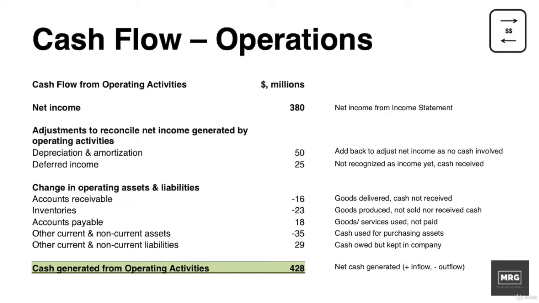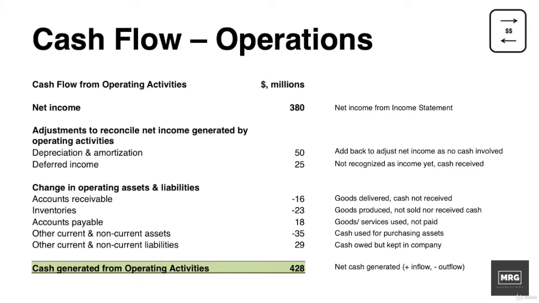Cash generated from operating activities, 428 million. If it's positive, that is net cash generated, which means that you have an inflow of cash into the business. If it's negative, you have a net cash outflow, which means that you are burning more cash than you are receiving when running the business. I like to say that this is one of the more interesting or the most important ones that I look at, because for any business operations, you want to make sure that you are cash flow positive.